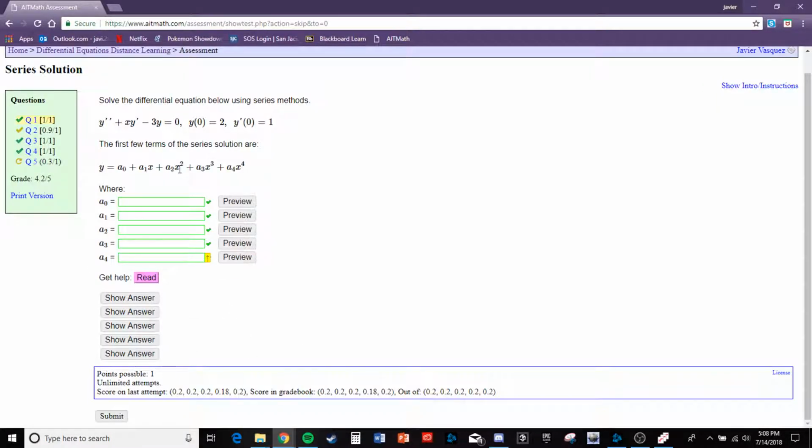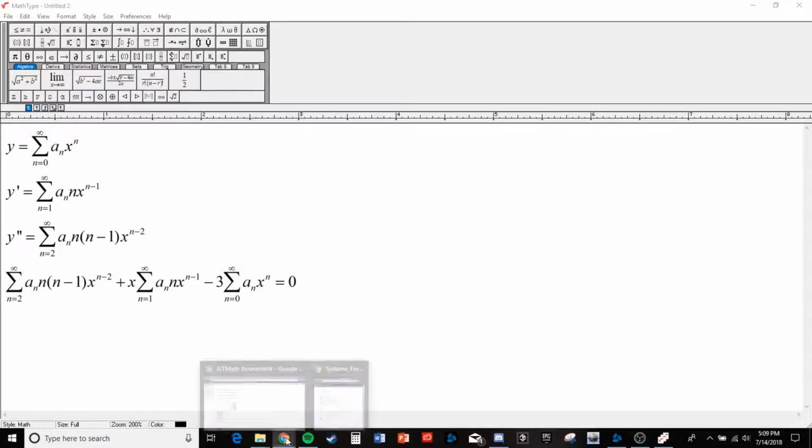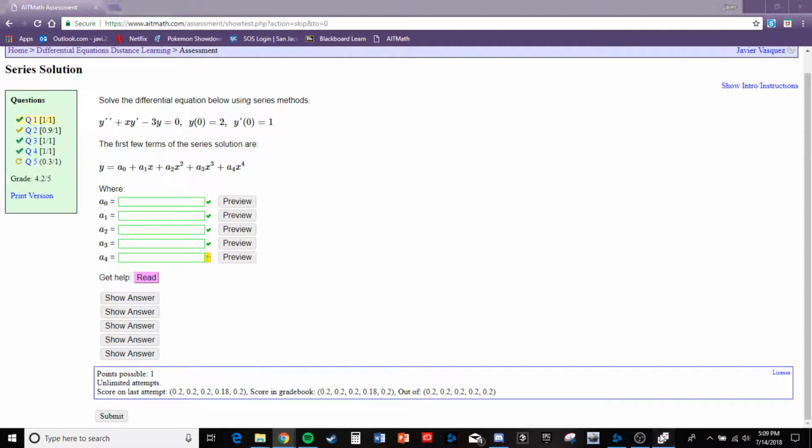That means we can plug in for the y and its first two derivatives that are in this differential equation. So it goes y, second derivative of y, plus I believe x times the first derivative of y, and minus 3 times y equals 0. Let me just make sure I got that right. Yeah.